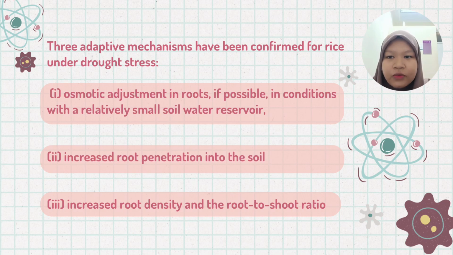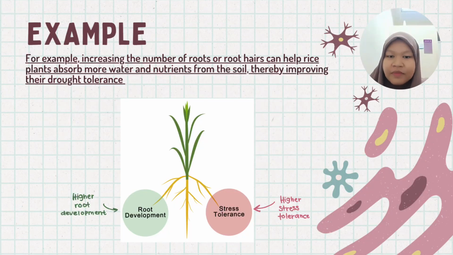Okay, so there are three adaptive mechanisms that have been confirmed for rice under drought stress. The first one is osmotic adjustment in roots, if possible, in conditions with a relatively small soil water reservoir. The second one is increased root penetration into the soil. The third one is increased root density and root to shoot ratio. For example, increasing the number of roots or root hairs can help rice plants absorb more water and nutrients from the soil, thereby improving their drought tolerance. So, the higher the root development, the higher the stress tolerance.